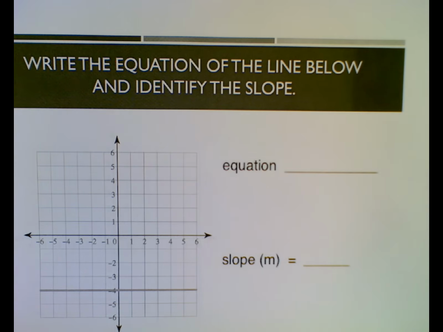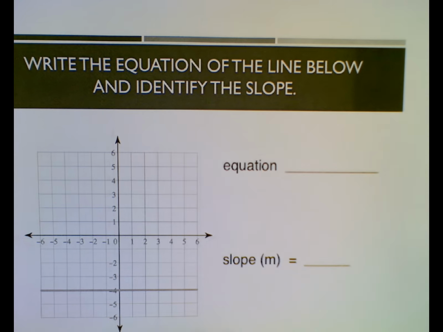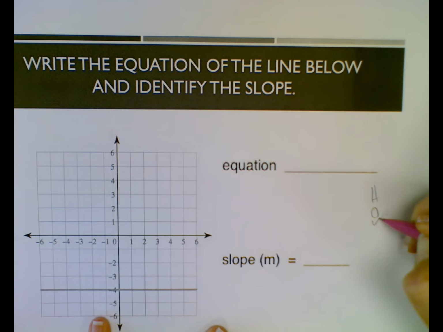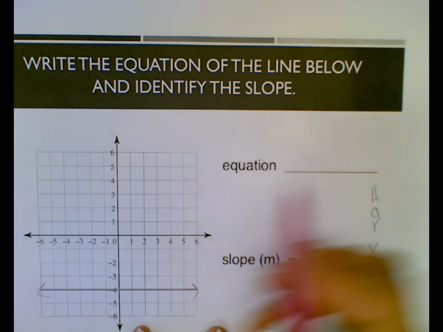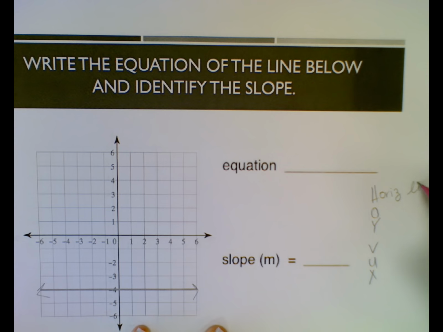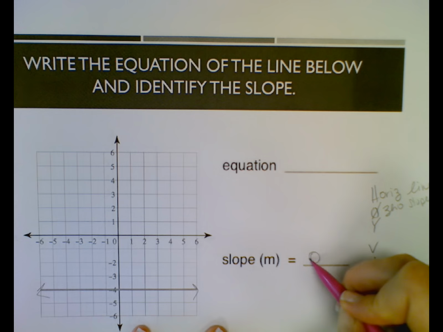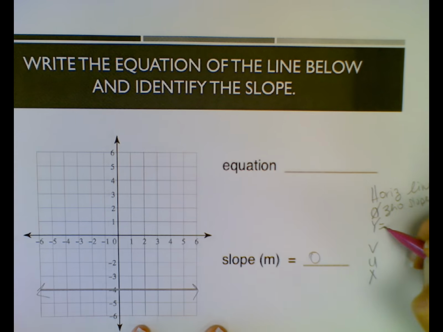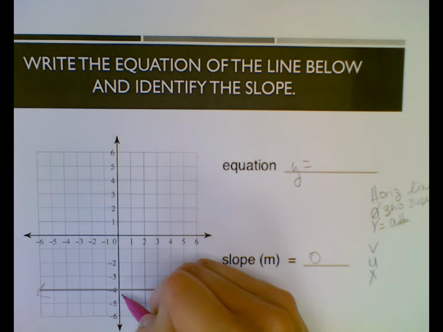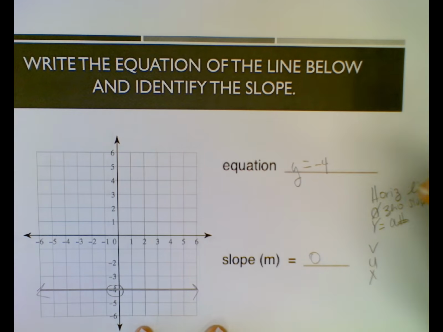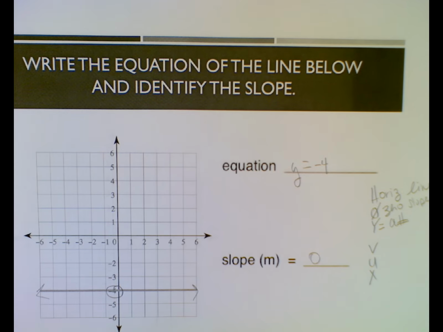All right, write the equation of the line below and identify the slope. Anytime we see a horizontal or vertical line, we want to make sure that we're thinking about HOIVUX. This is a horizontal line, which means I have a 0 slope. So here the slope is 0. And my equation is going to be y equals some number. Well, the number is going to be negative 4 because that's where the line is passing through. Y equals negative 4.